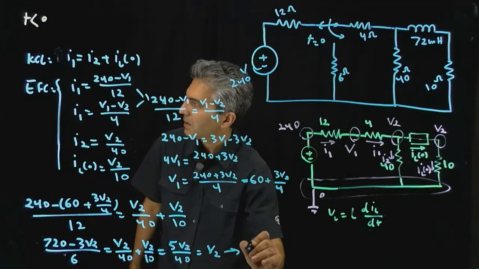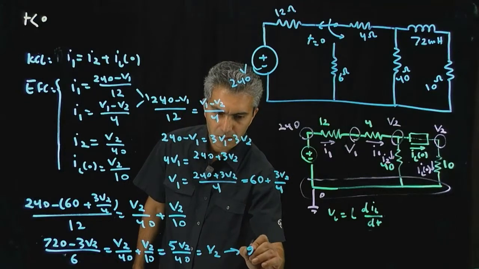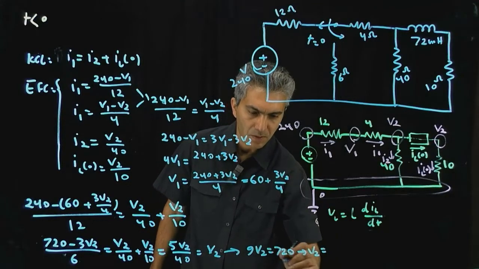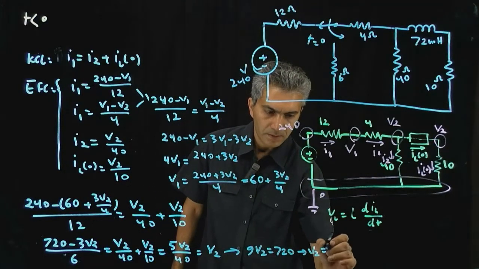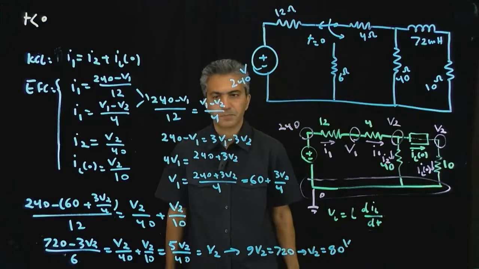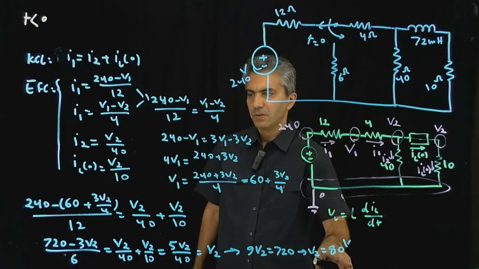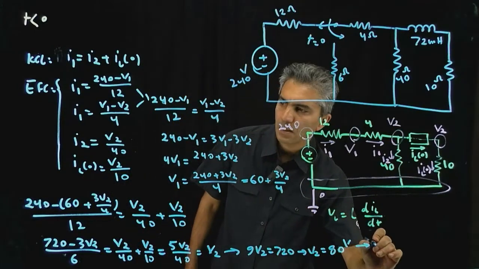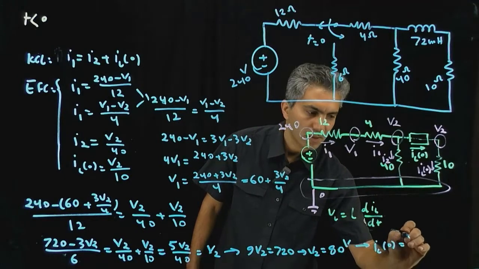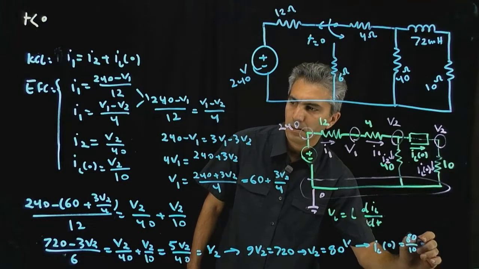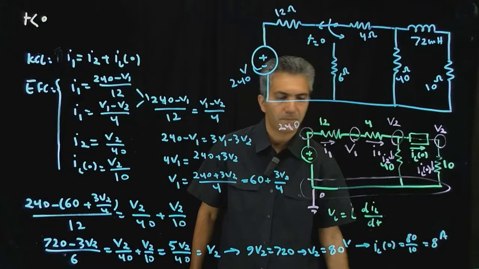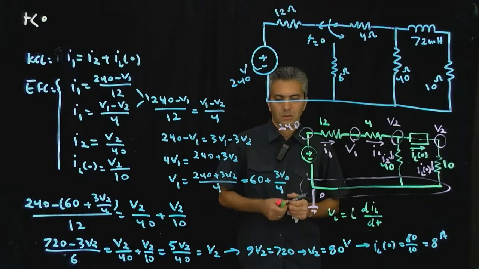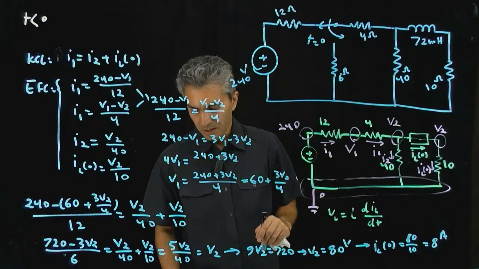So from this, 9V2 is equal to 720. In other words, V2 is 720 divided by 9. That's 80 volts. So you have V2, then you can calculate IL. So from this, IL0 is 80 divided by 10, which is 8 amp. Okay. So now we have the initial condition for the current that is passing through the inductor.